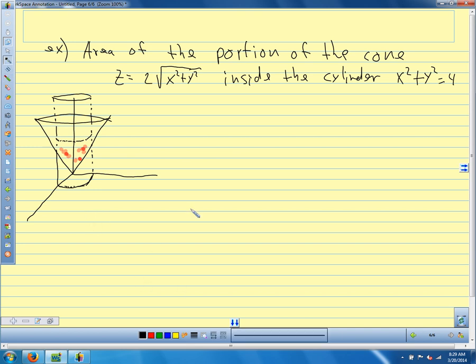So we need to find our region in the xy plane. What part of this problem tells us our region in the xy plane? Well, look at the way I've drawn my picture there, and that gives us a hint of what our region in the xy plane is. What's our region going to be?